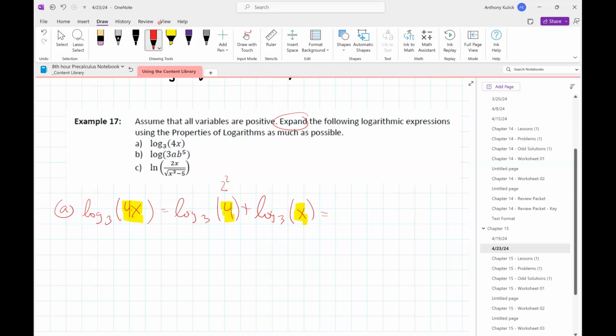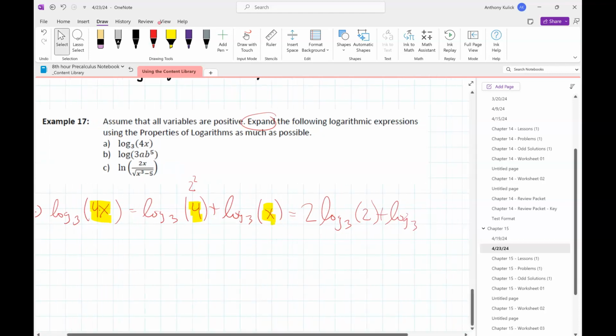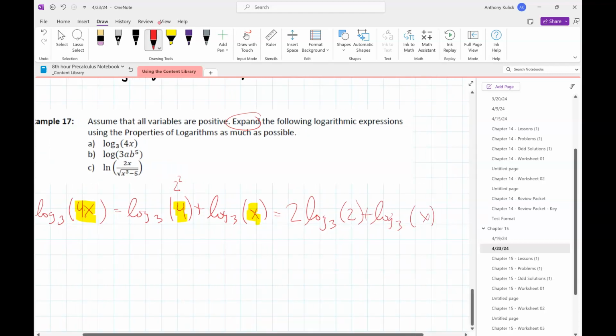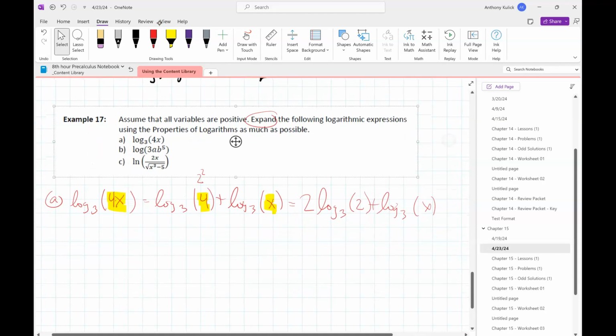So the power property says I'm going to take the exponent. That's going to become a coefficient in front of my logarithm. The base of the exponent stays inside. And then we couldn't do anything to log base 3 of x, so that just stays the same. So that's our final answer.